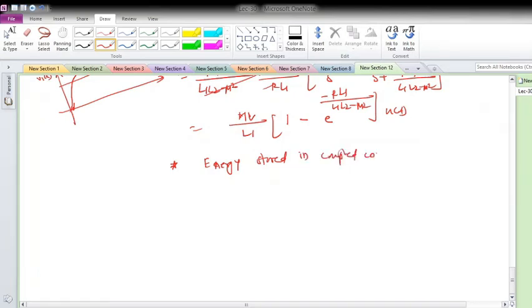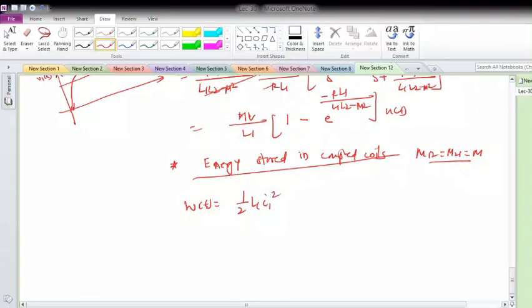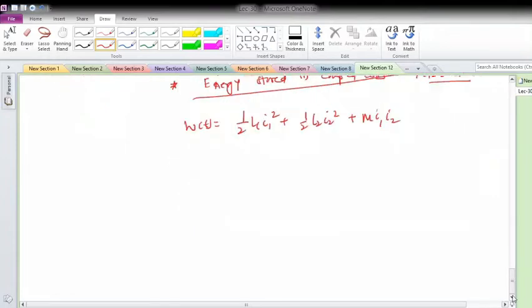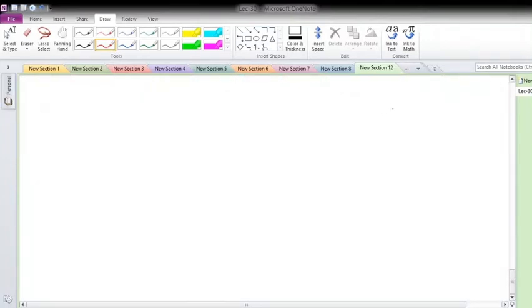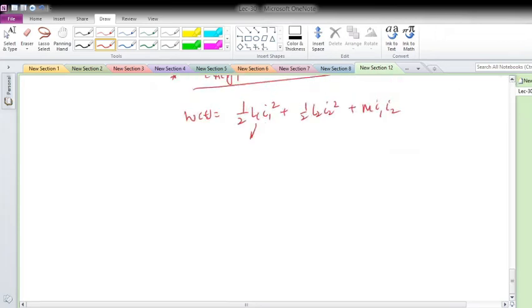Energy stored in a coupled coil can be calculated as W of t, where I will take M12, M21 equal to M. Then my energy stored will be half L1 I1 square for the first coil, plus half L2 I2 square for the second, plus M I1 into I2 due to the mutual inductance. So observe that there are three ways the energy can be stored: first, energy stored in the first inductor, then energy stored in the second inductor, and also energy stored in mutual form.